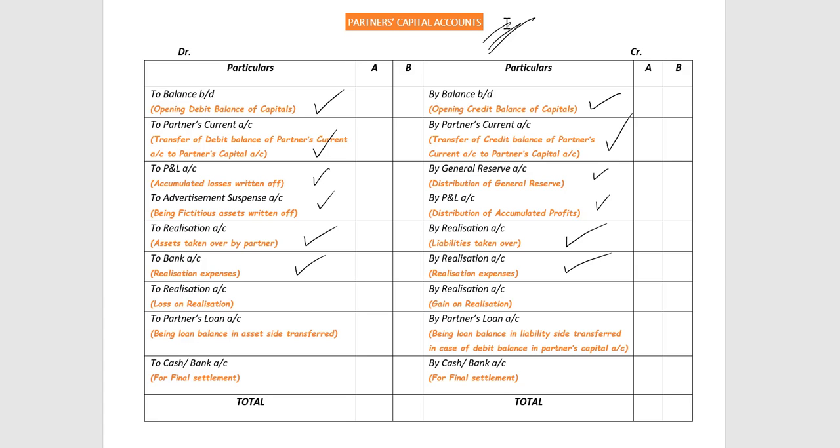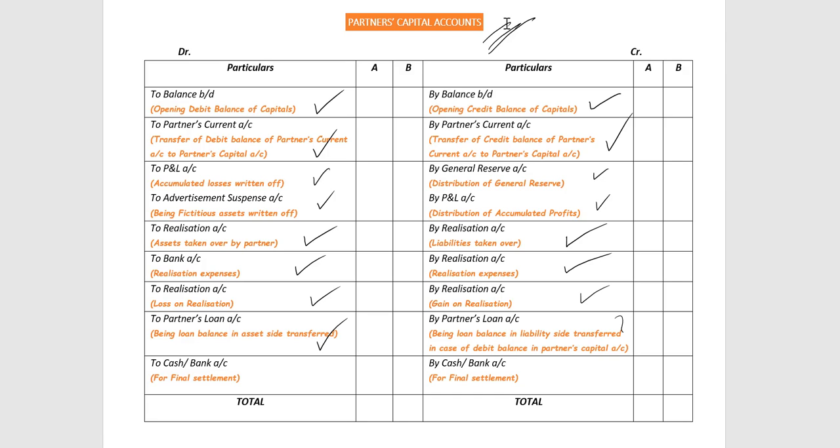Where the expense of dissolution is to be borne by the partner but it's paid by the firm, we will write as to bank account on the debit side of the partner's capital accounts. We'll transfer the gain on realization as by realization account and loss on realization as to realization account. The partner's loan appearing in the asset side of the balance sheet will always be transferred to the debit of the partner's capital account as to partner's loan account.